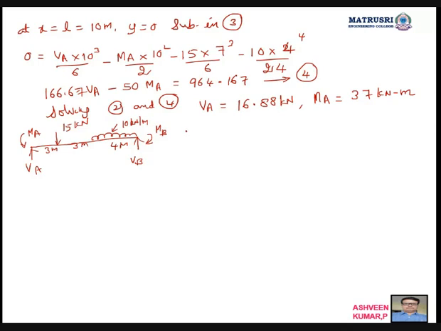Then go for sigma Fy equal to 0. What will you get? VA minus 15 minus 10 into 4 plus VB is equal to 0. Understood? VA is upward, positive; 15 is downward, negative; the UDL 10 into 4 is downward, negative; plus VB is equal to 0. So I got VA is equal to 16.88. If I substitute VA, we will get the value of VB as 38.12 kilonewton. Understood?